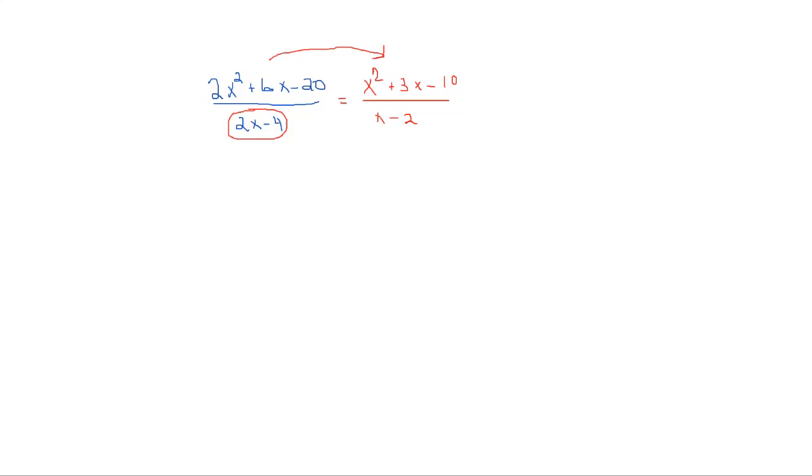Since x cannot be 2, I'm going to put 2 in timeout, and my coefficients are 1 and 3 and negative 10. I'll draw my line here, and then I'm going to drop the 1 down, and then 2 times 1 is, of course, 2. I add those two numbers together. 3 plus 2 gives me 5. 5 times 2 gives me 10. Notice that when I add negative 10 and 10, my remainder is 0.